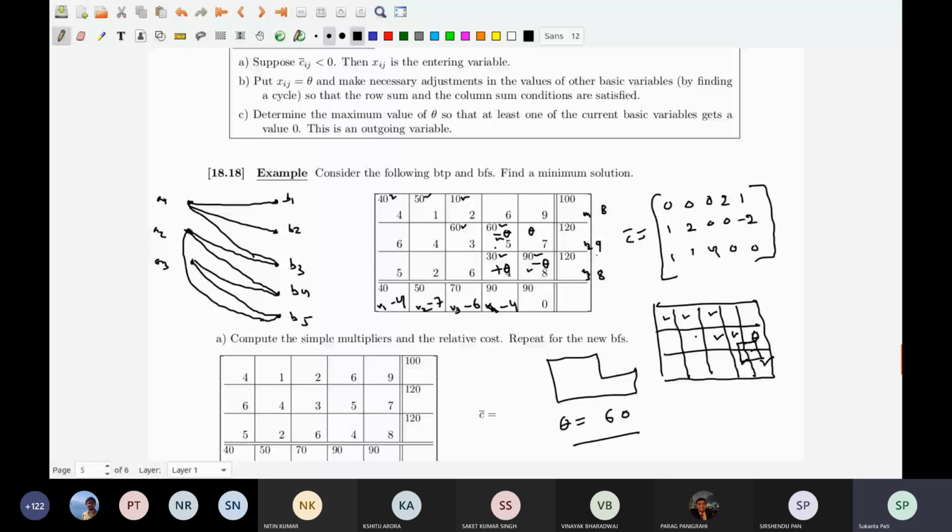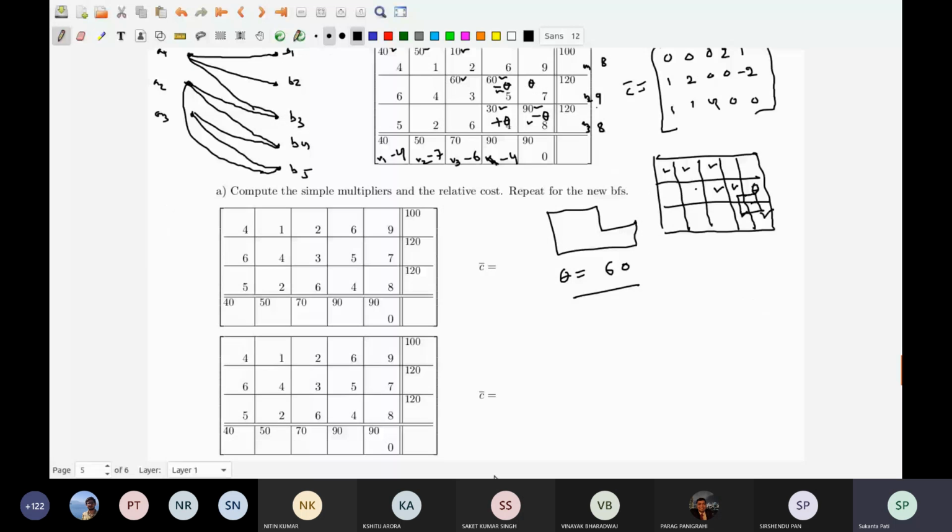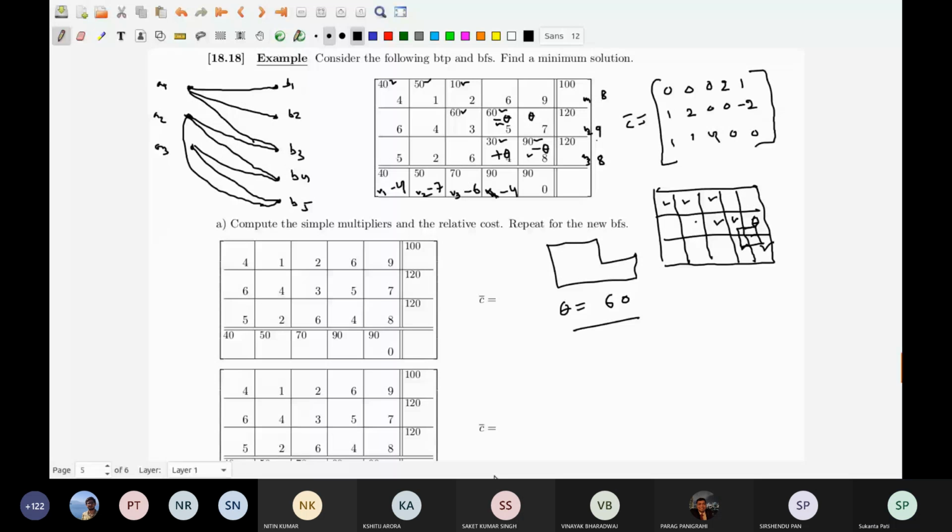So what is my next basic solution? Now my next basic solution is the following. My next basic solution would be 40, 50, 10, 60. This 60 was 60. Now this becomes non-basic. This has become 60. And this is 90. And this has become 30. This is the next basic solution.